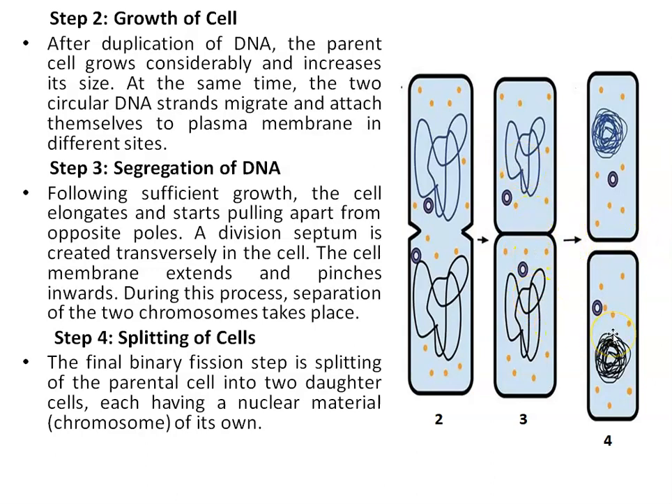Fourth step is splitting of cells. The final binary fission step is splitting of the parental cell into two daughter cells. Here you can see the fourth step, two daughter cells are formed, each having nuclear material of its own, right?